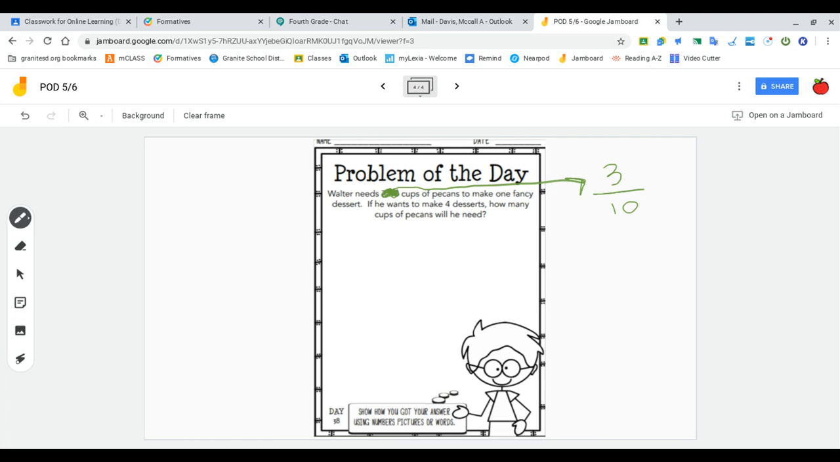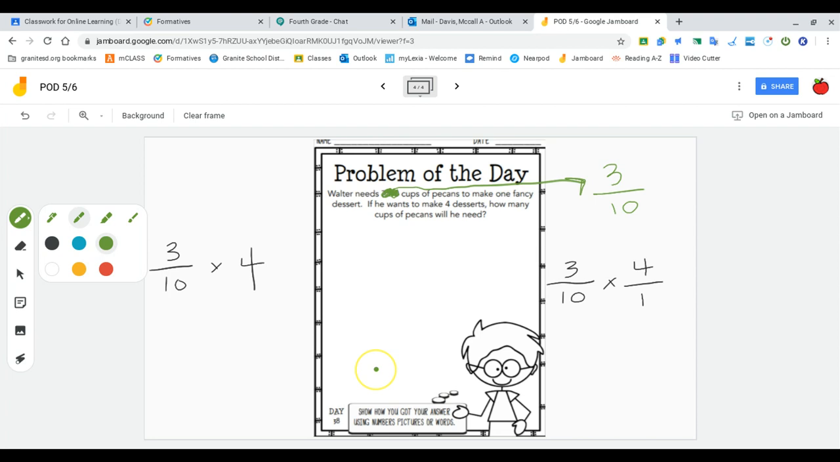So the first one, I'm going to multiply the fraction, which is 3/10, by a whole number, which is 4, because I'm multiplying that 3/10 cup of pecans by the 4 desserts that need to be made. But on this side, I'm going to multiply the 3/10 of pecans, a fraction, by another fraction by turning the 4 desserts into a fraction, by just putting the whole number over 1. Okay, so here are the 2 options, and now I have 2 strategies.